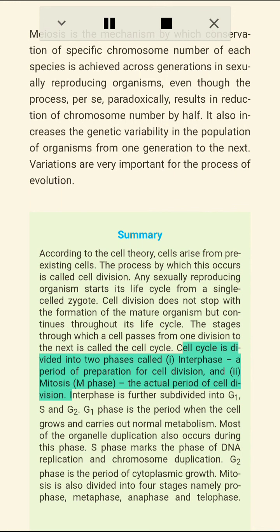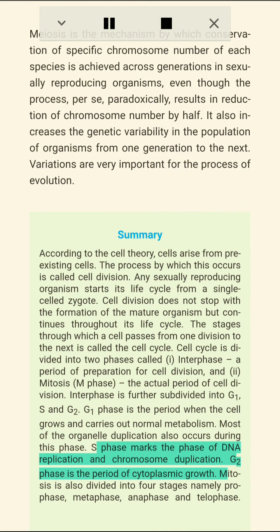Cell cycle is divided into two phases called I. Interphase, a period of preparation for cell division, and II. Mitosis, M phase, the actual period of cell division. Interphase is further subdivided into G1, S and G2. G1 phase is the period when the cell grows and carries out normal metabolism. Most of the organelle duplication also occurs during this phase.